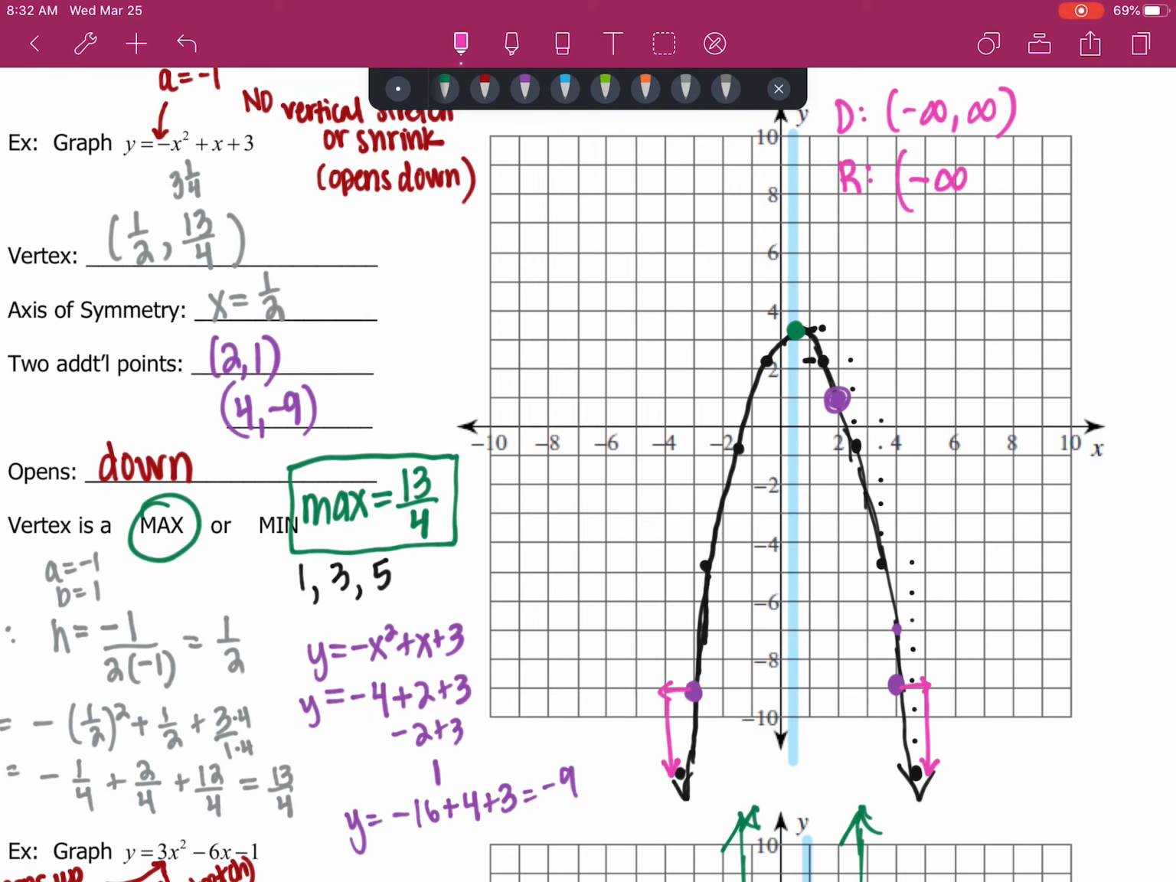since I said down forever, that's our lowest. So down always comes first, right? You're down and you're up. That low value comes first, so that's negative infinity. And then the highest it's going to get is that maximum value. So this maximum value is 13/4.